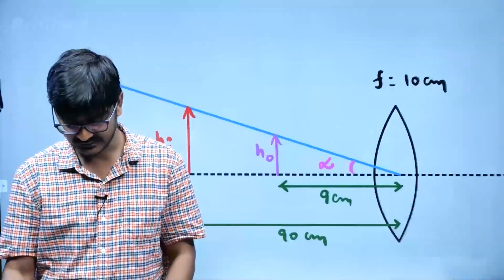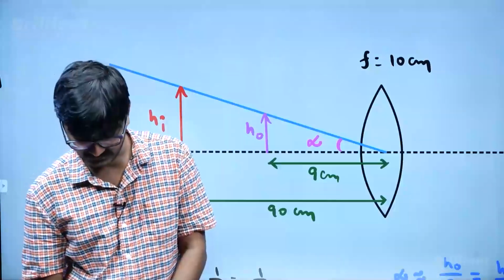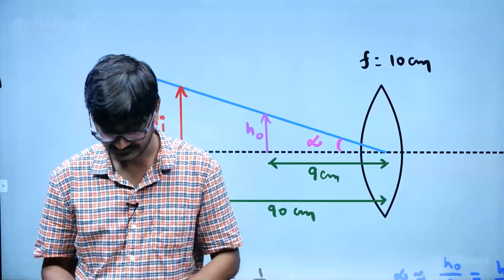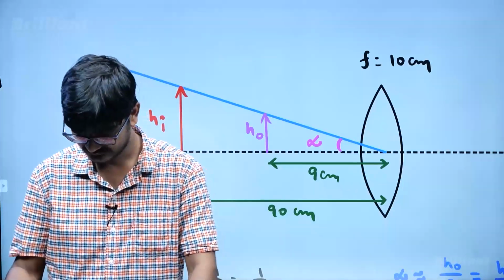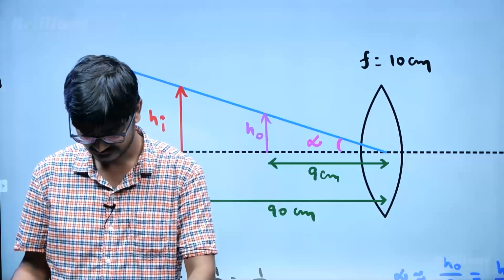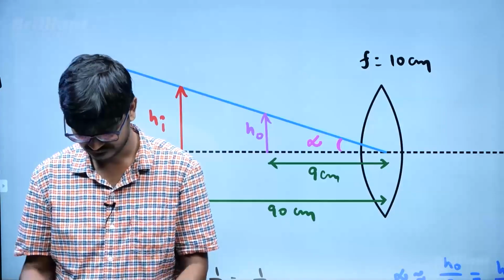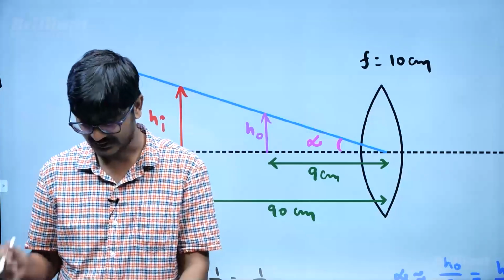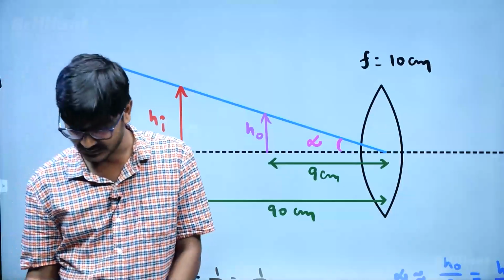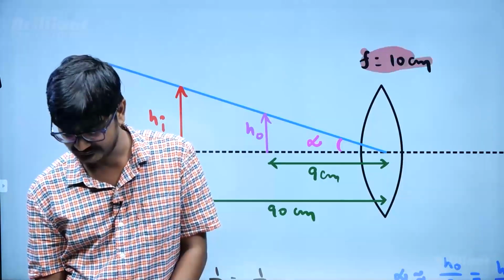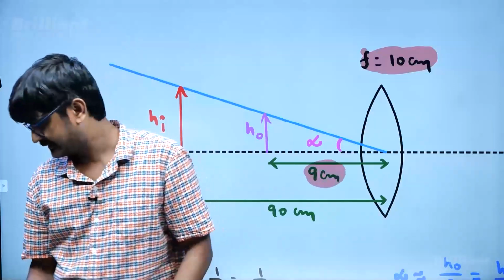So this is the figure. Now I will just mark the things what they have been given in the question. So I will mark what has been given. They said focal length is 10 centimeter. They have given this thing and they have said object is at a distance 9 centimeter.